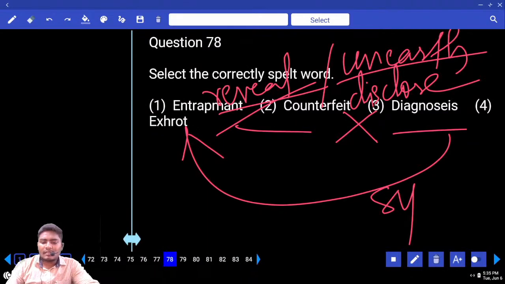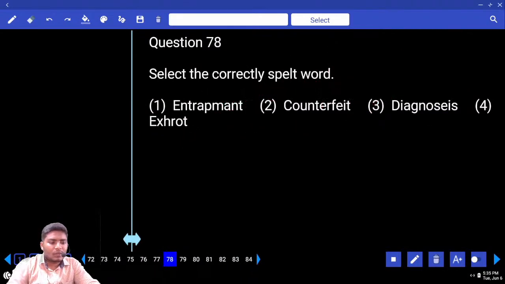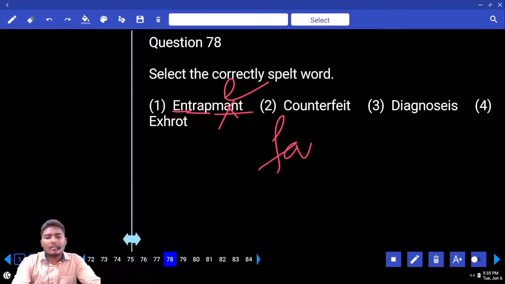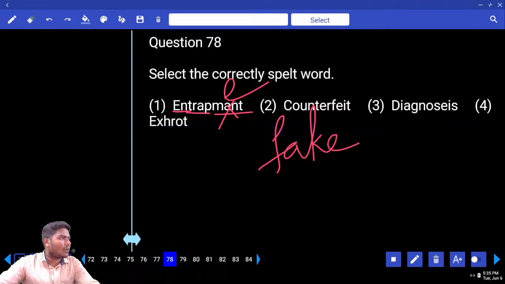Next, move to 78. Find out the correctly spelled word. Look at the first word. Entrapment. I think we know this word easily. The base word is trap, the prefix is en, and ment is nothing but a suffix. What is the spelling of ment? M-E-N-T. Next one, counterfeit. Counterfeit is something which is fake. Counterfeit the documents means fake documents. Spelling of the word counterfeit is fine.